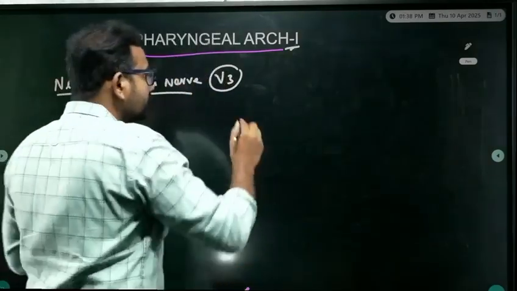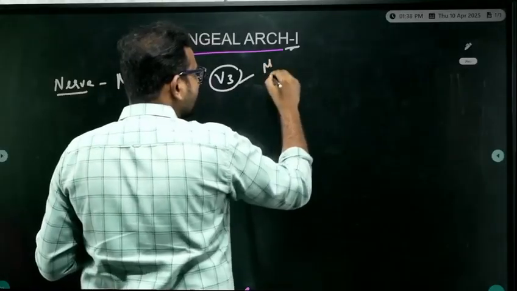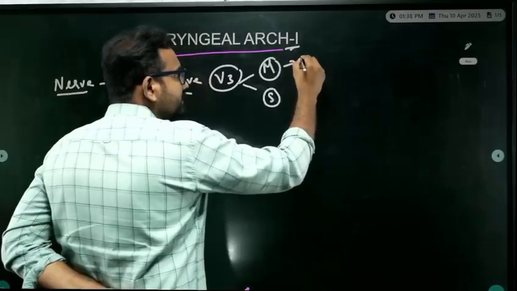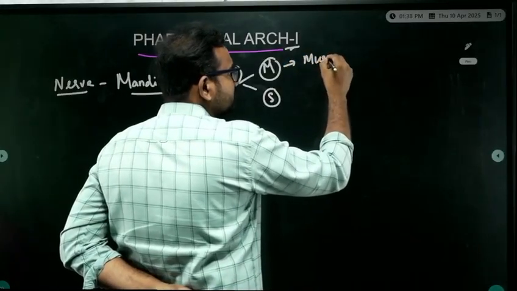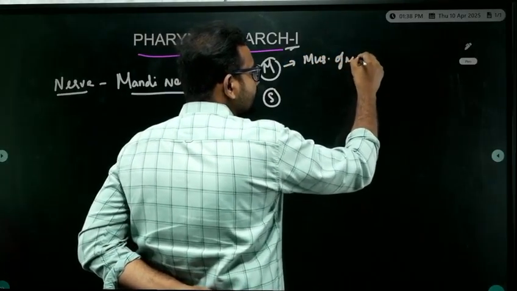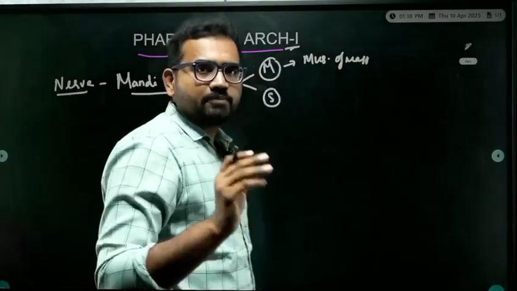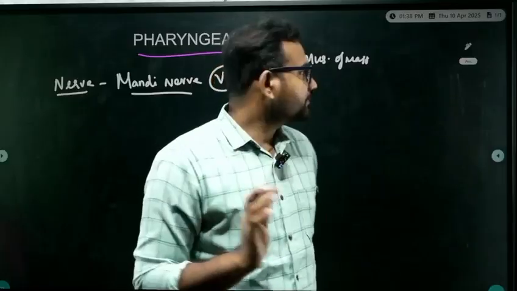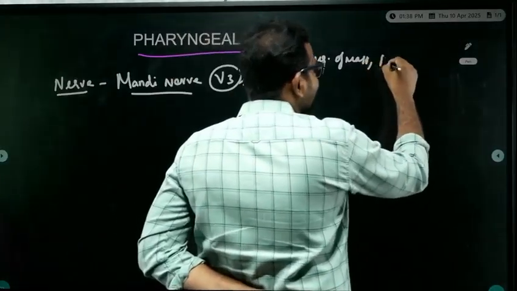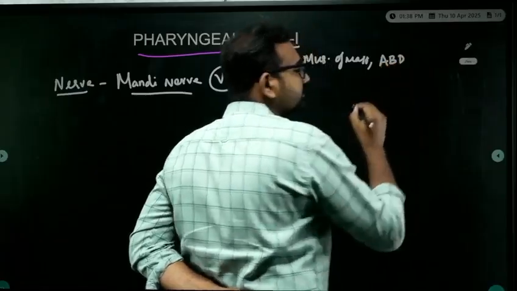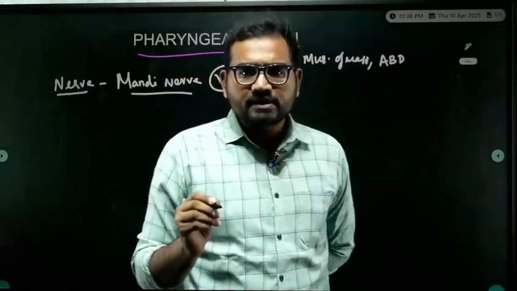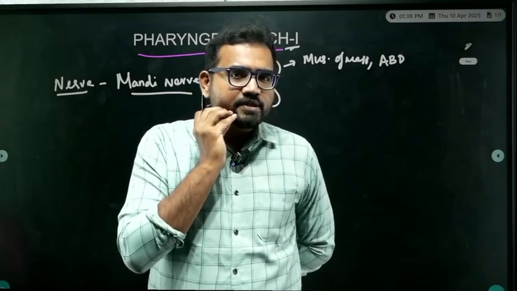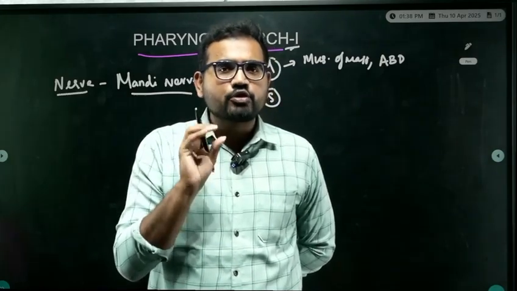What does the mandibular nerve do? It has a motor component and a sensory component. The motor component supplies the muscles of mastication. What are the muscles of mastication? Temporalis, masseter, medial pterygoid and lateral pterygoid. Then it supplies the anterior belly of digastric, which helps to elevate the hyoid bone and depress the mandible. When I depress the mandible, I open the mouth.